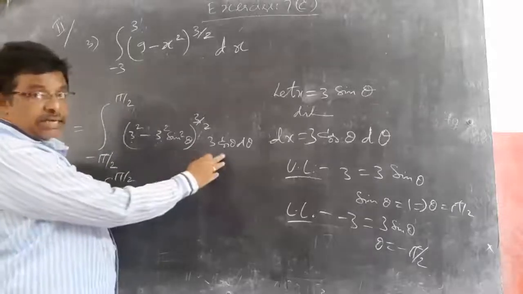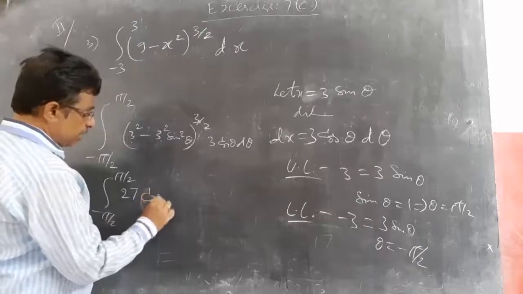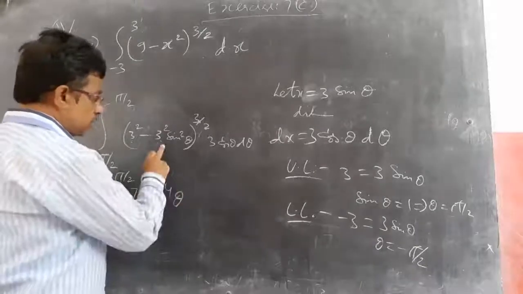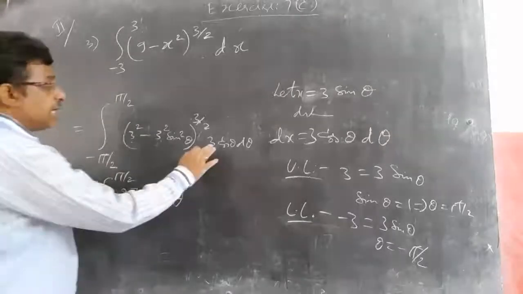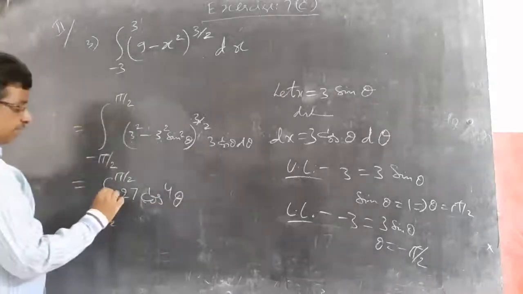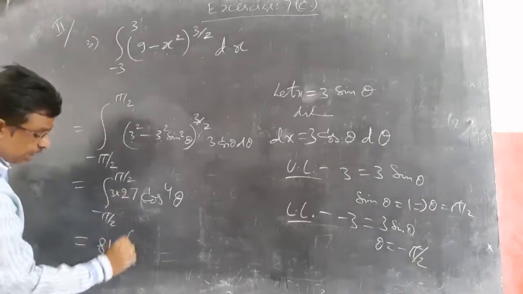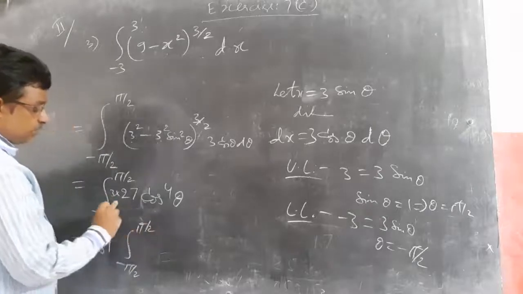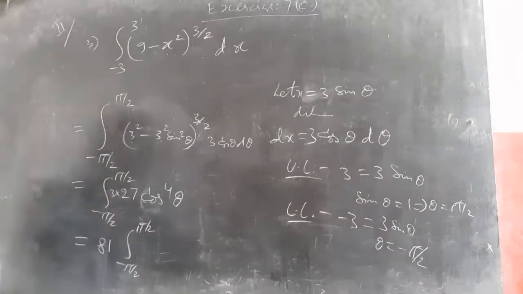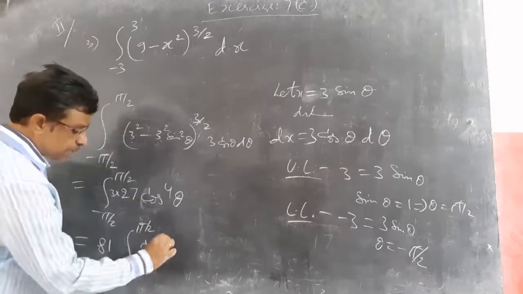Cos cube theta into cos theta becomes cos power 4 theta. Into 3 is there. 27 into 3, so it becomes 81 into integral from minus pi by 2 to plus pi by 2 of cos power 4 theta.